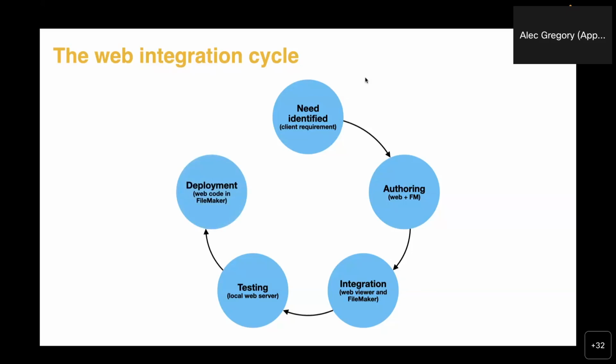Finally, we'll deploy the results of our web code, our web authoring, into FileMaker. So how is the asset or the end result of the code integrated into an actual production app? So that's the deployment section. And then we're back, obviously, as maintenance and new features are requested, we're identifying new needs. Obviously, this is stylized. Those sections overlap and switch places and don't always go in a straight line.